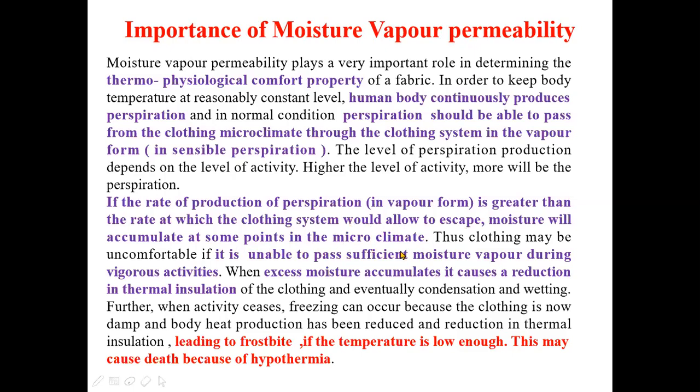So, what is the meaning of the term microclimate? Microclimate is basically the space between the skin and the fabric. Thus, the clothing may be uncomfortable if it is unable to pass sufficient moisture vapor during vigorous activities. When excess moisture accumulates, this causes a reduction in thermal insulation of the clothing and eventually condensation and wetting.